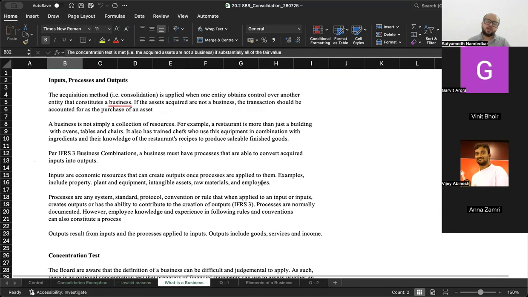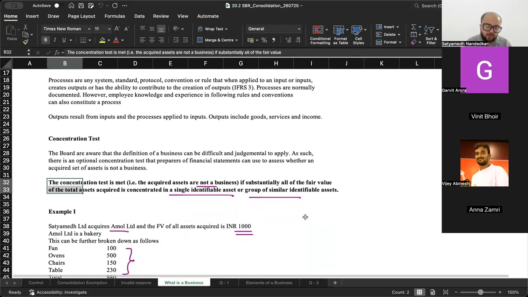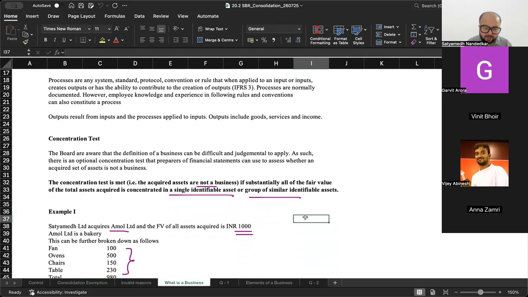Okay, now your analysis of whether what you have acquired is a business or not. For this, you might have to apply two separate tests in a question. One is the optional concentration test and the second is the elements of a business test. What does the optional concentration test tell you? The concentration test is met, that is, the acquired assets are not a business if substantially all of the fair value of the total assets acquired is concentrated in a single identifiable asset or a group of similar identifiable assets.